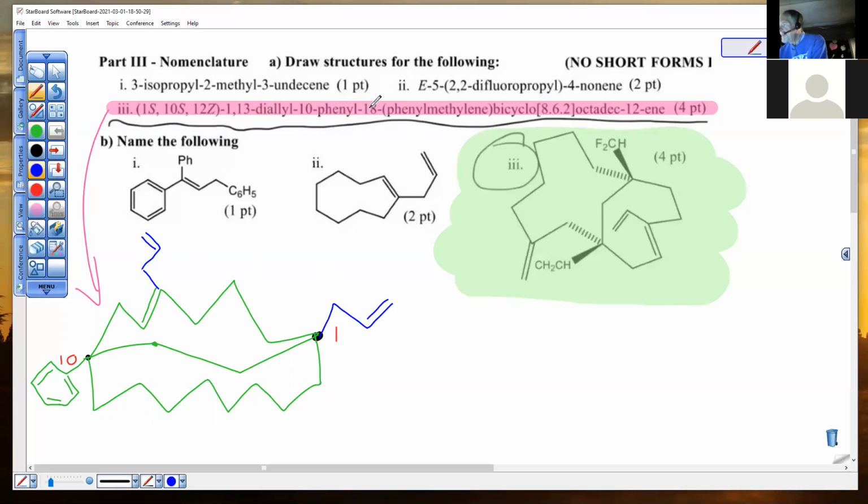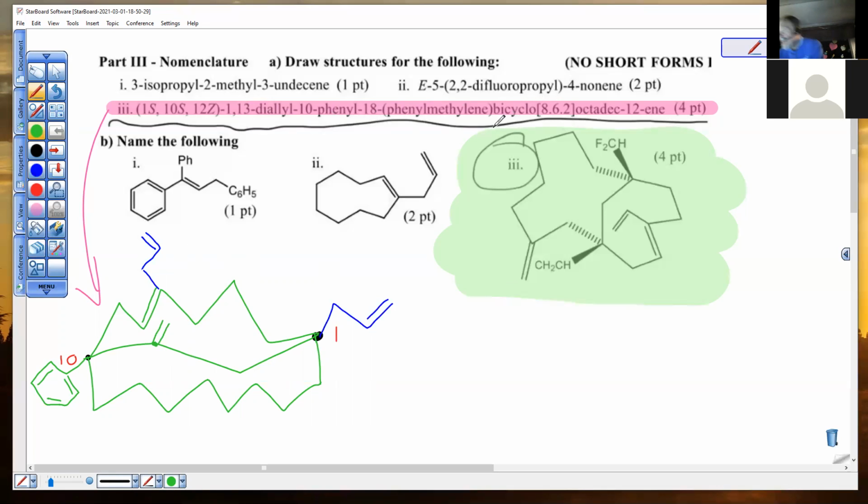Phenyl, got it. 18 phenylmethylene. Where the heck is 18? Well, this is 13, 14, 15, 16, 17, 18. So what do you draw first when you have a group in parentheses? You draw the end part first, methylene. That's a double bond off my green dot there. That's 18.